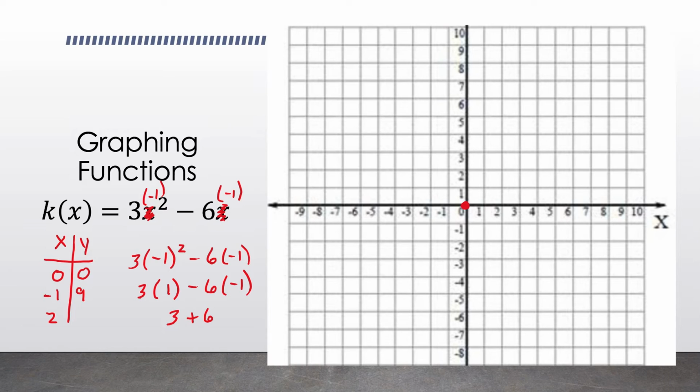So again, find your -1. And then because the 9 is positive, we're going to go up 9. So 1, 2, 3, 4, 5, 6, 7, 8, 9. And we're going to place our point right here.